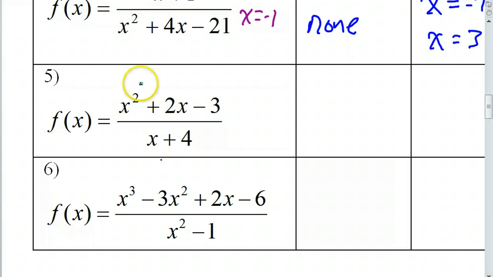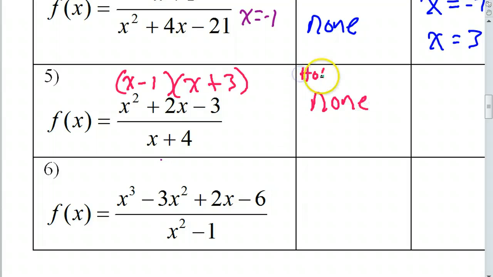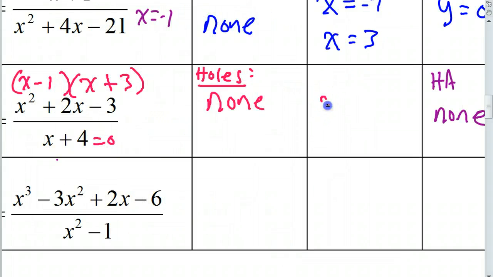Let's see if anything cancels by factoring the numerator out. How does this factor down? x minus 1, x plus 3. All right, correct. Does anything cancel out? Nothing cancels out, so that means there won't be any holes. So holes, none. Now the vertical asymptote I'm going to get by setting the denominator equal to 0. So that means the vertical asymptote is x equals -4.